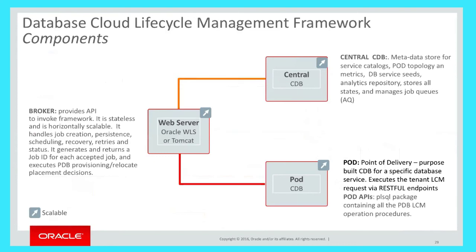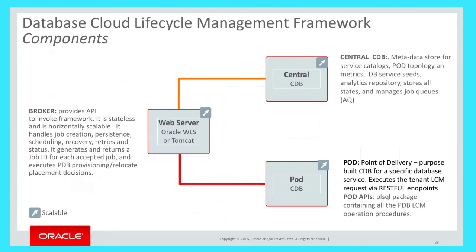It's a metadata store for the service catalog, pod topology metrics. We've got the RMAN catalog in there. We've got gold image templates for the database services that are actually being invoked through this framework. So that might be general purpose, or OLTP, or a warehouse. We've got PDBs in that central CDB that are hosting analytics.